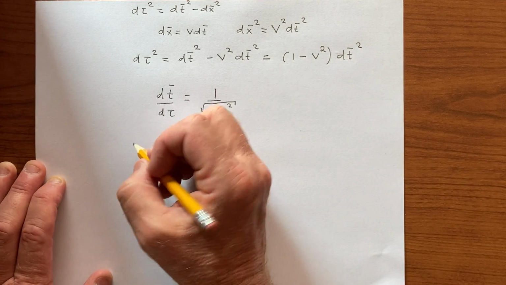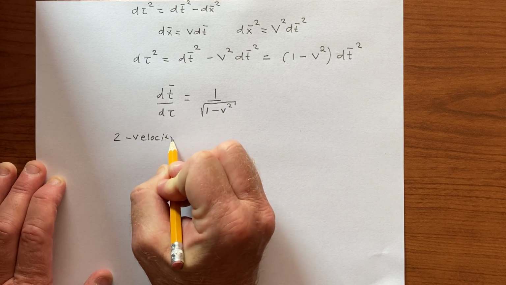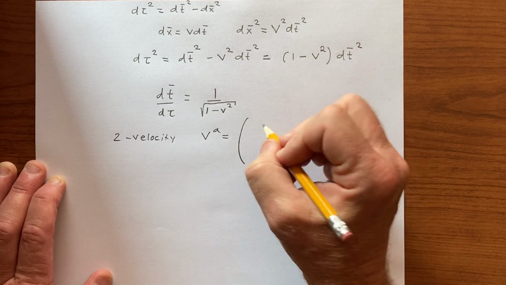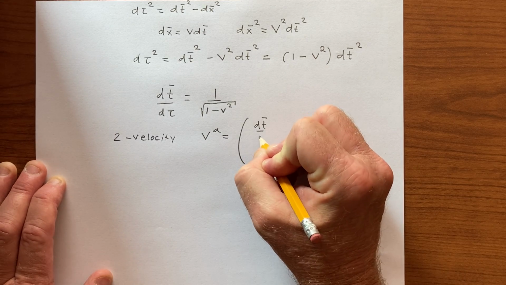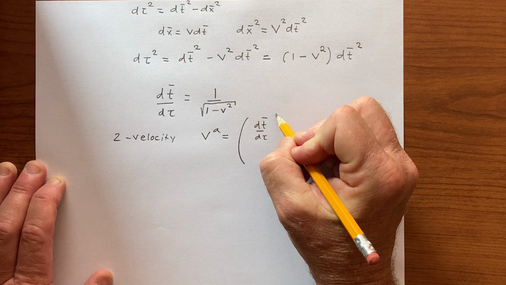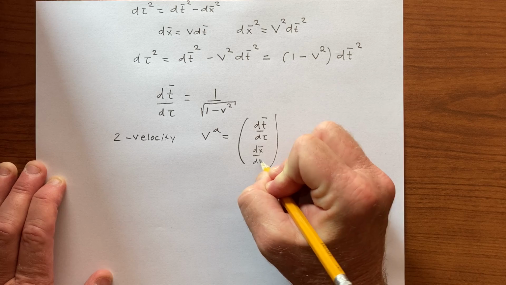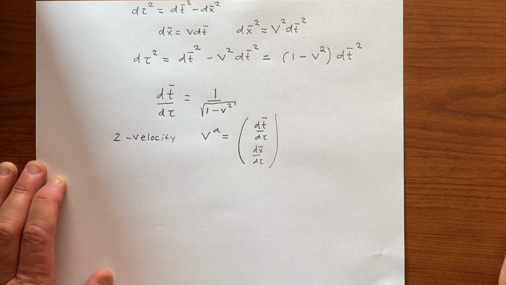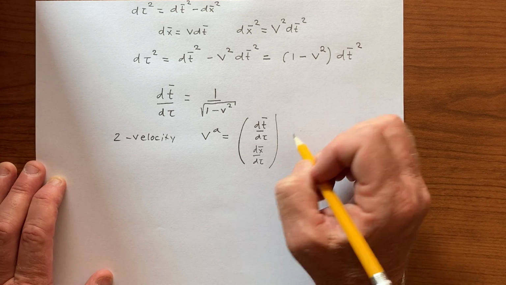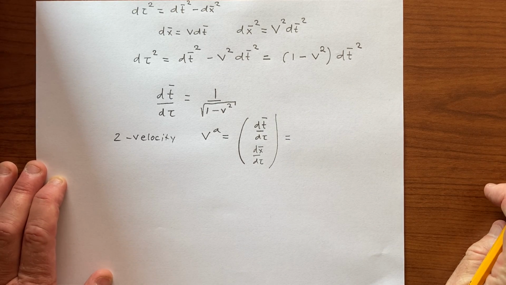And so if we go back to our 2 velocity, VA, which was dt bar d tau, and dx bar d tau, we can put it into a form, as we had suggested we could, that involves more directly what we would refer to as a velocity.